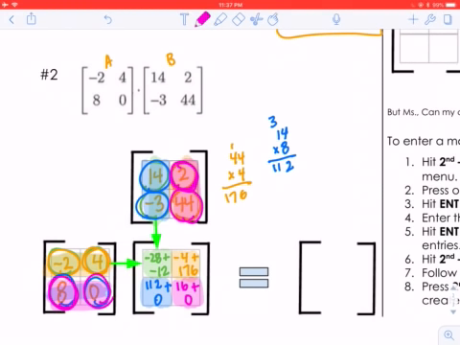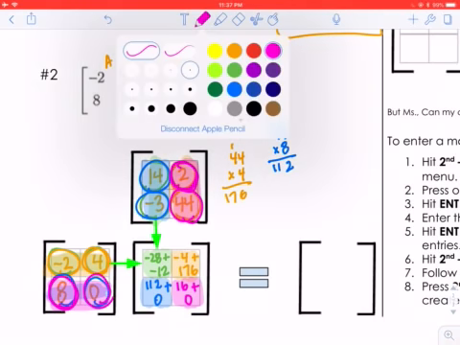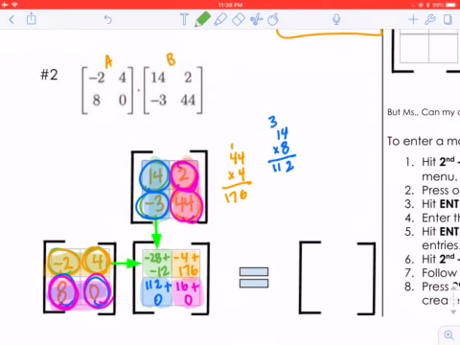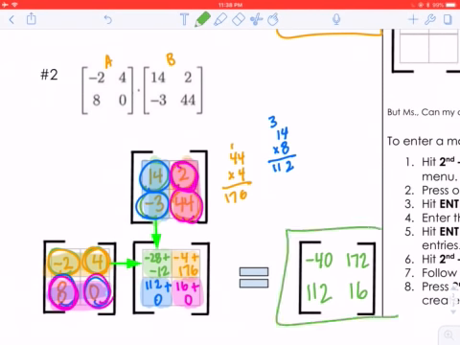So we can see each of them helps create each of the numbers in their right order. So negative 28 plus negative 12, I'm going to use my calculator, negative 40. This is 176 minus 4 would be 172. I have 112 plus 0, just 112, and 16 plus 0, just 16. So I can get my final answer here.